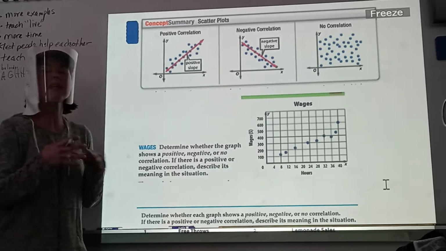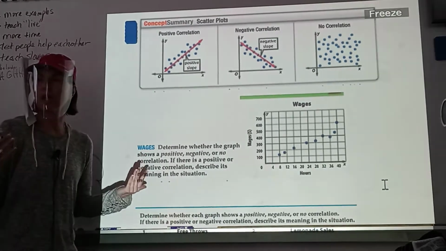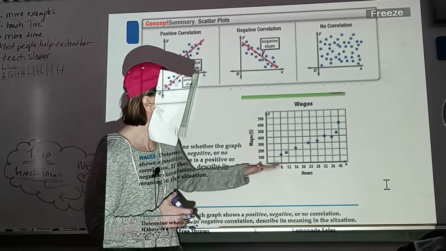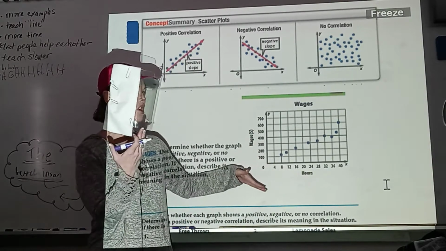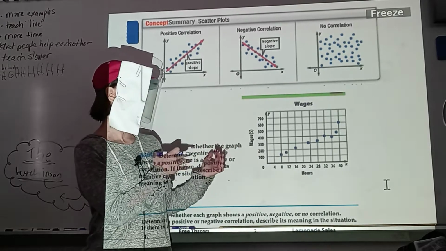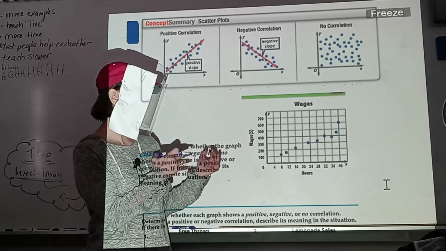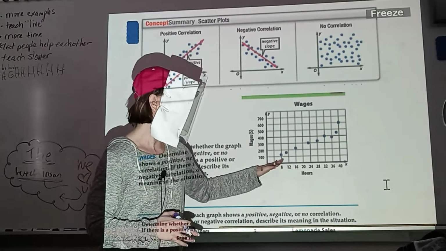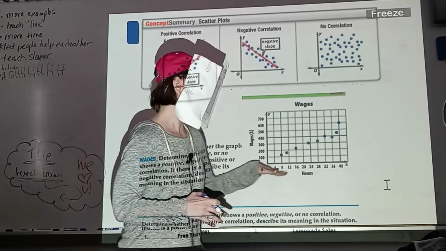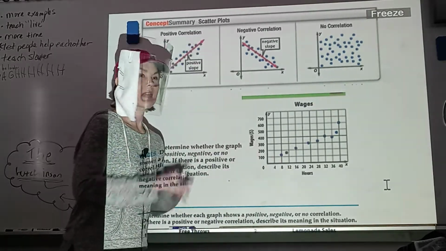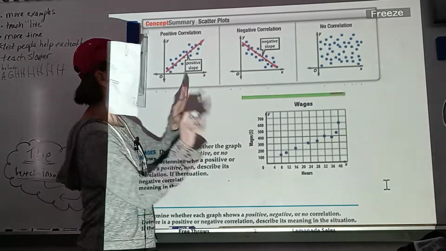And then describe its meaning in the situation. So basically we have your money, wages, and hours. So you would just write one or two sentences explaining what you see in this graph, which would be that obviously the more hours you work, the more money you're going to make. Okay, so that's it. That's our lesson on scatter plots.